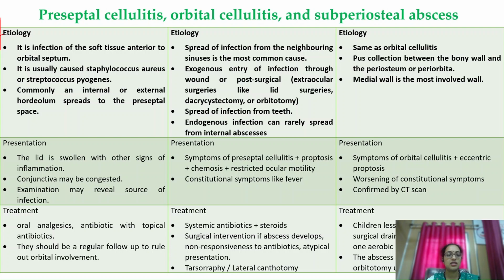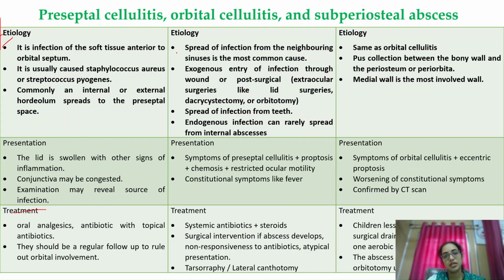The lid is swollen and you might find a focus of infection there. The conjunctiva is usually congested and the rest of the eyeball is normal. The treatment is with oral analgesics and antibiotics with topical antibiotics. So, if you feel the patient might go in for a posterior or the orbital spread, you can start him on systemic antibiotics. And if the patient is immunosuppressed, it's better to start systemic antibiotics.